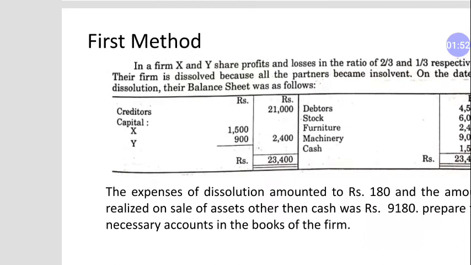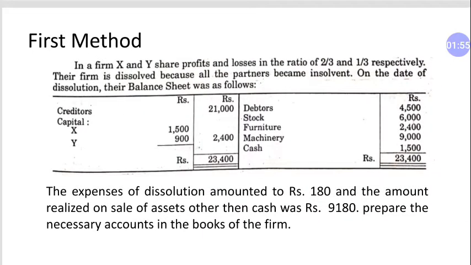So in the first method we have a question. In a firm, X and Y share profit and loss in the ratio of 2/3 and 1/3 respectively, and their firm is dissolved and all the partners are insolvent. So as you can see, creditors are 21,000 and their capital balances are 1500 and 900, and there are debtors, stock, furniture, machinery, and cash. Okay, so this is their whole balance sheet. And the expense of dissolution amounted to rupees 180, and the amount realized on sale of assets other than cash is 9180. Prepare the necessary accounts in the books of the firm.